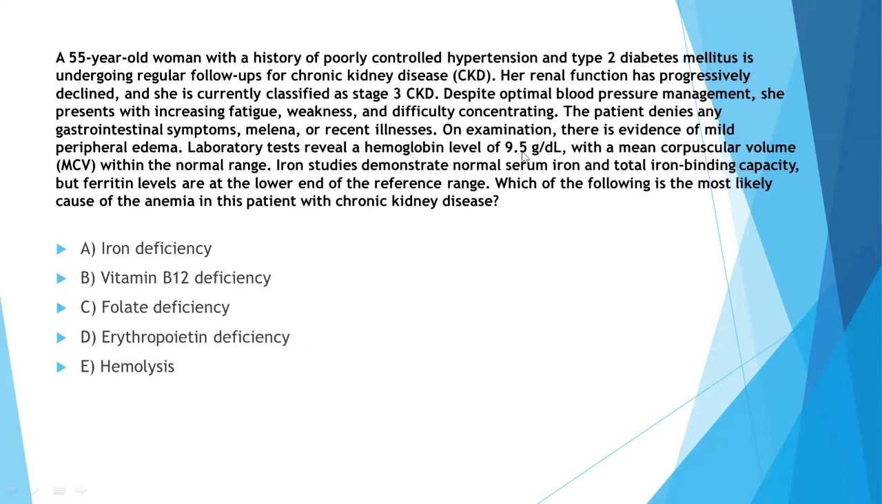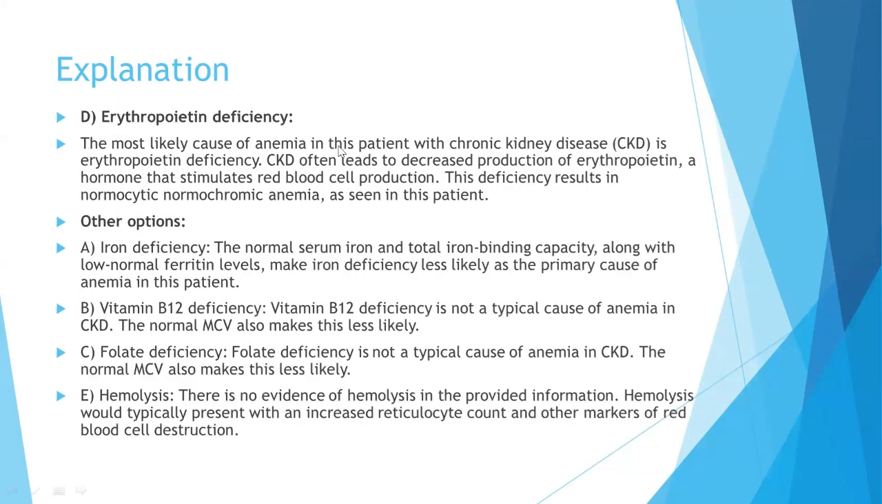Lab tests reveal a hemoglobin of 9.5 with an MCV within normal range. Iron studies demonstrate normal serum iron and total iron binding capacity, but ferritin levels are at the lower end of the normal range. So which of the following is the most likely cause of anemia in this patient? Iron deficiency, vitamin B12 deficiency, folate deficiency, erythropoietin deficiency, or hemolysis? So the most likely cause of anemia in this patient with chronic kidney disease is erythropoietin deficiency.